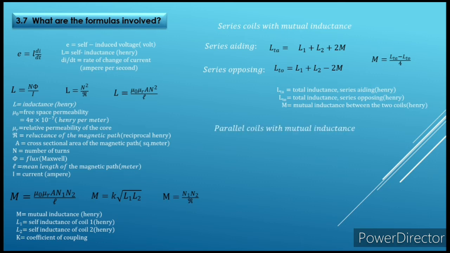We also have parallel coils with mutual inductance. For parallel aiding, LTA is equal to L1 times L2 minus M squared over L1 plus L2 minus 2M. And for parallel opposing, LTO is equal to L1 times L2 minus M squared over L1 plus L2 plus 2M. And next, we will show sample problems and solve them.